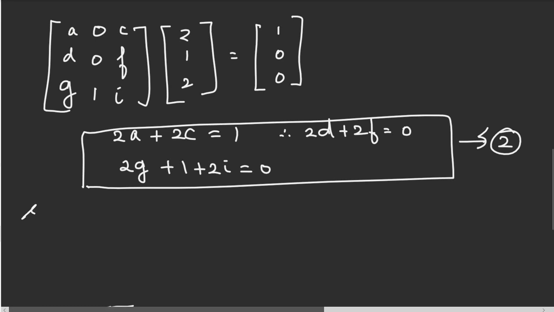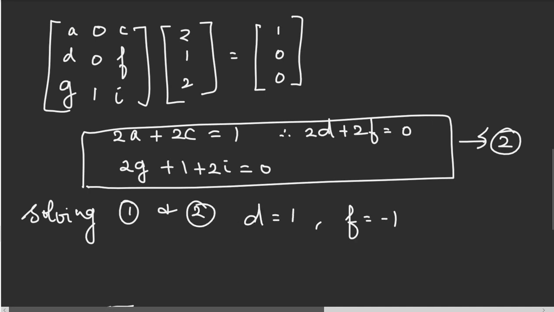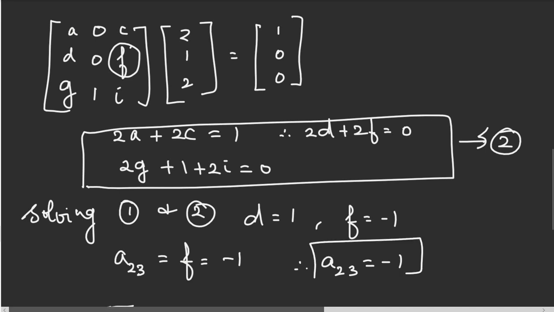So solving 1 and 2 we get D is equal to 1, F is equal to minus 1. Therefore, I want the A23 element, the second row, third column element of the A matrix. The A23 element is F here, and F is equal to minus 1. So we can write A23 is equal to minus 1.